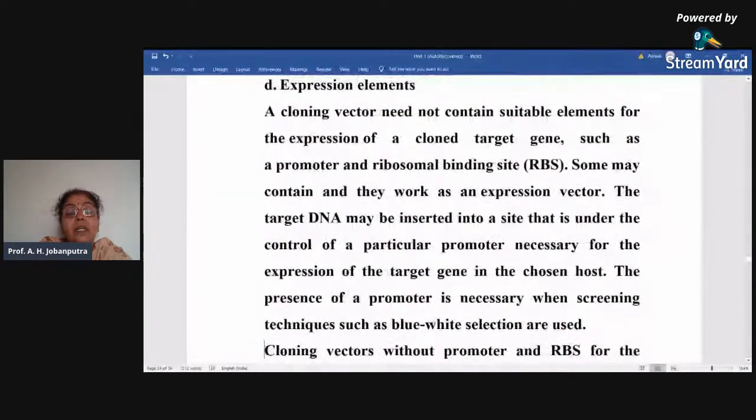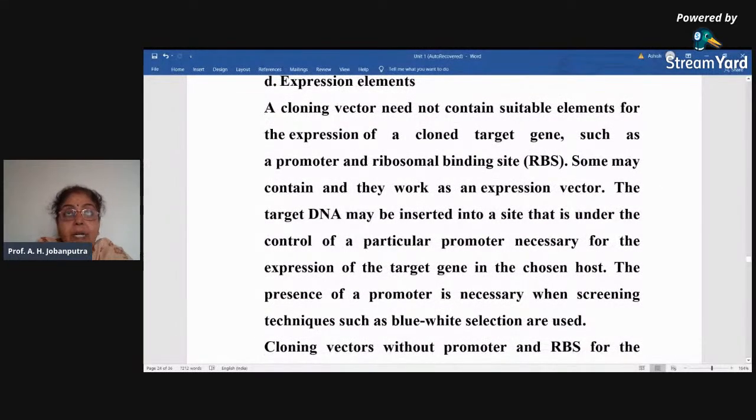Expression elements are very significant because even if you are successful in construction of a recombinant DNA molecule, and transforming it into a suitable host cell, in that cell it should be expressed with the help of these promoters and ribosome binding sites. So these are the expression elements for any type of recombinant molecule. That is a promoter which will express the gene, and a ribosome binding site. Some vectors may contain them and they work as expression vectors. The target DNA may be inserted into the site that is under control of a particular promoter.